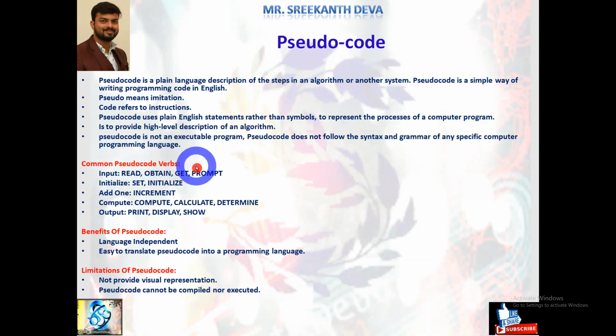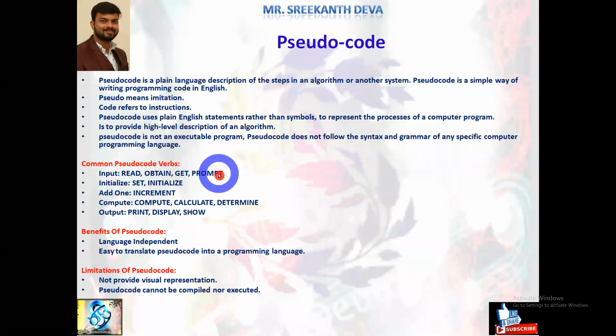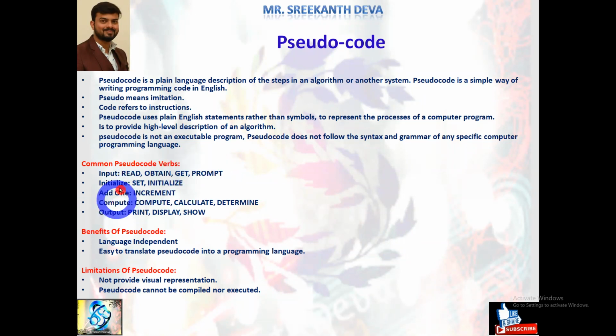Several common pseudocode verbs. For input, if you are writing any input related data, you can use plain English words like read, obtain, get, prompt. For initialization, assigning some values: set, initialize. To add one, to increment: increment. For performing computations: compute, calculate, determine. General English words are used in the pseudocode. For output: print, write, display, show. These are the common pseudocode verbs.